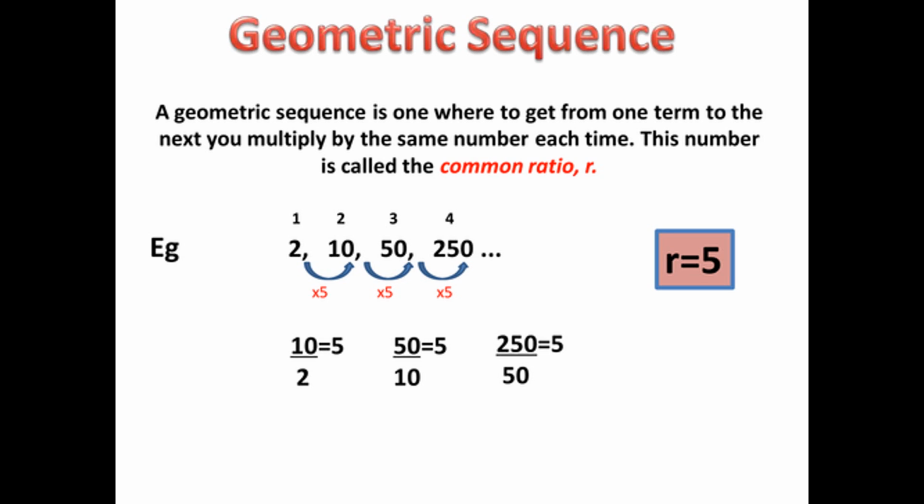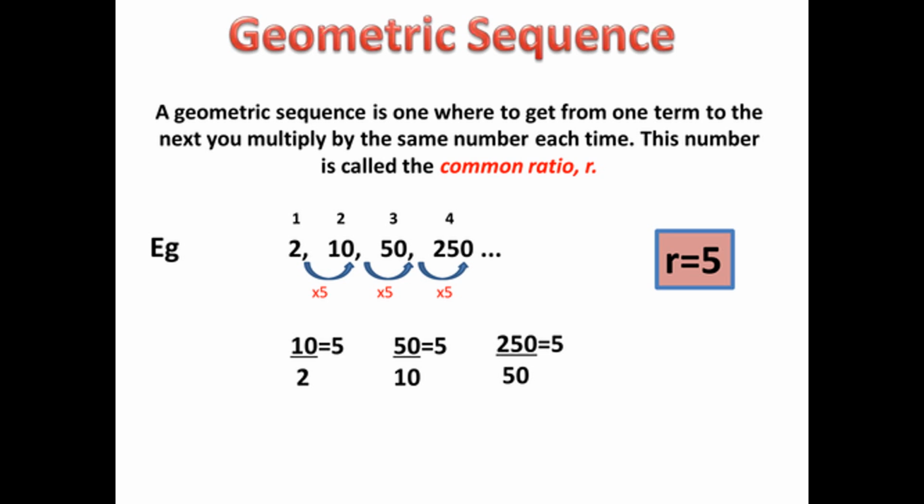A geometric sequence is one way to get from one term to the next. You multiply by the same number each time. Then this number is called the common ratio. So in this geometric sequence, as we can see, the numbers go from 2 to 10, then from 10 to 50, and from 50 to 250.